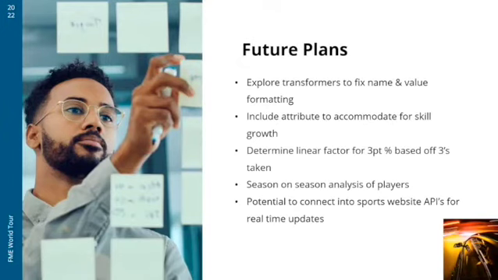As for future plans, I could create APIs with this as well, or look into that to connect into some sporting websites. This could be a real-time thing, which would be really good for, say, when players get traded and that sort of thing. I could also probably use FME to determine a linear factor or a common value for the 3-point percentages based off threes, rather than just assuming it like I did.